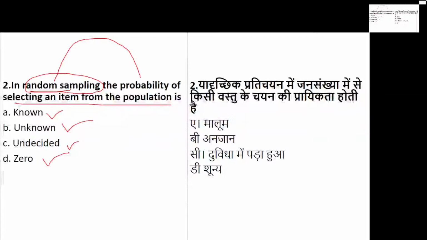Question number 2. A small request to everyone: just make a little effort to write the question number. It becomes a little confusing to understand which question you are addressing.